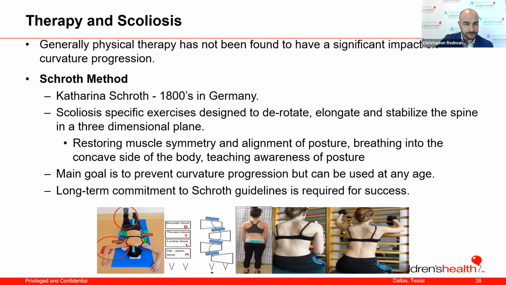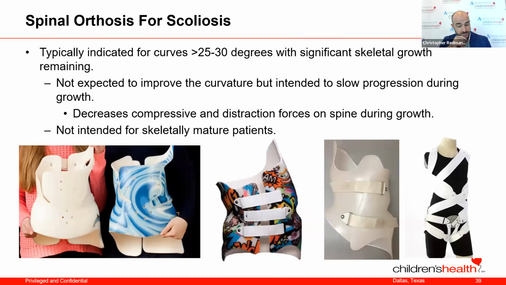Now, if patients are at risk of progressing to a potential surgical level, we will often implement bracing to halt further progression of the curve as the patient is growing. It is important to understand that bracing is used during periods of growth and is not intended for skeletally mature patients, as the role of the brace is to decrease the compressive forces on the concave side of the spine and distractive forces on the convex side of the spine while a patient grows.